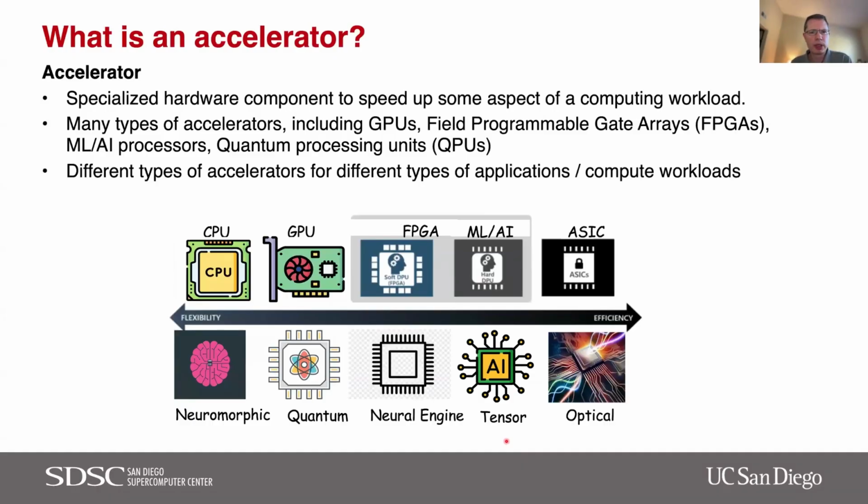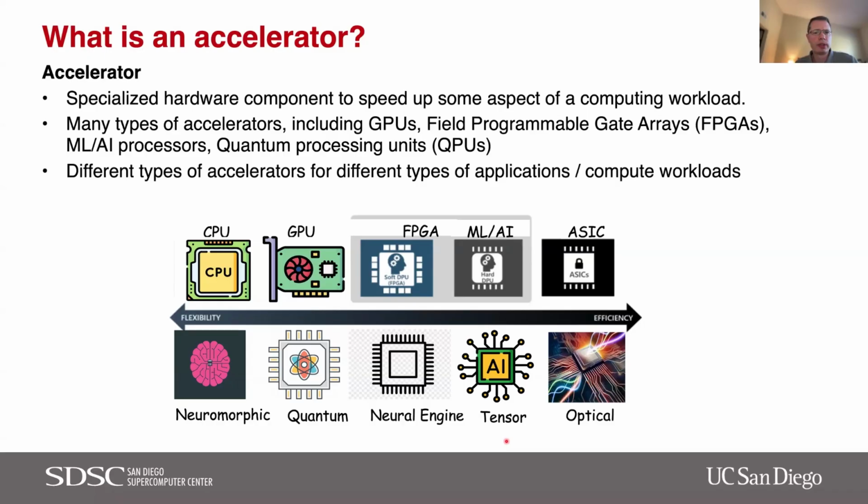And just to get started, I want to briefly bring up the question about, what is an accelerator? Basically, it's a specialized hardware component to speed up some aspect of a computational workload. And there are many types of accelerators. So, you have your CPU in your laptop, but you have a graphics processing unit in your laptop. There are neural processing units or whatever AI accelerators that people call them nowadays.